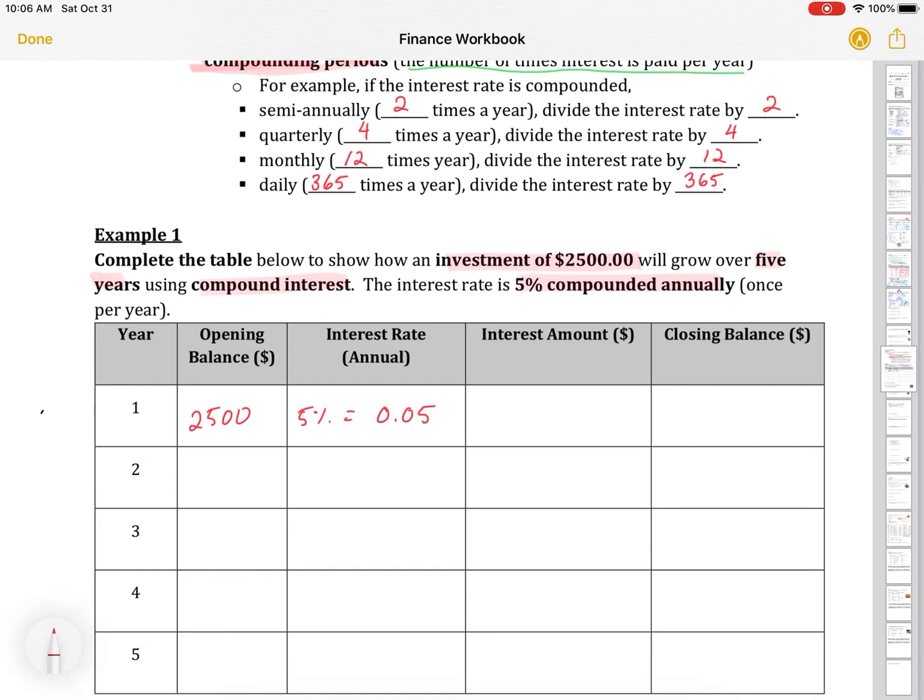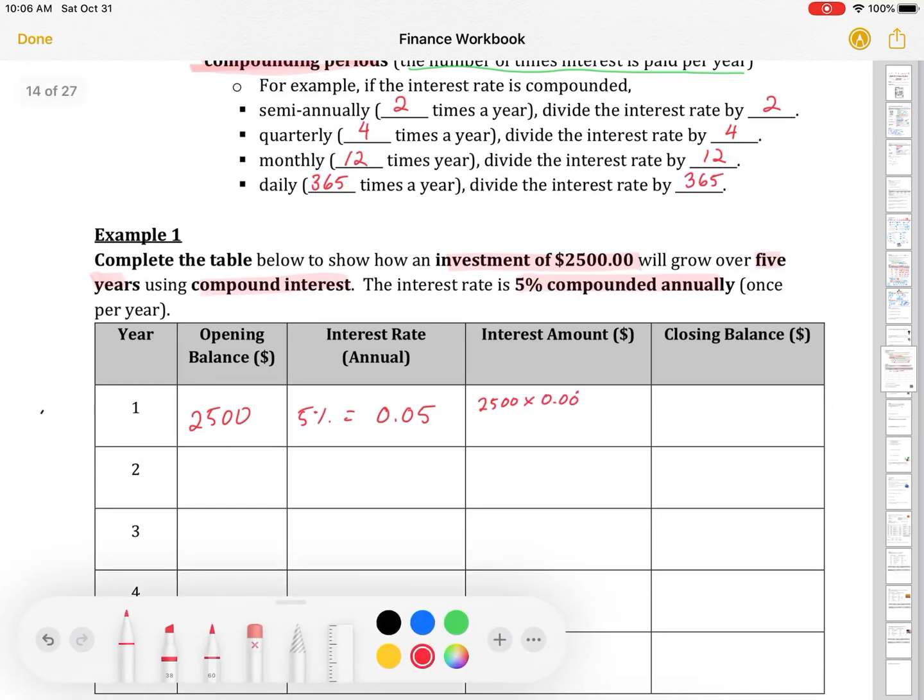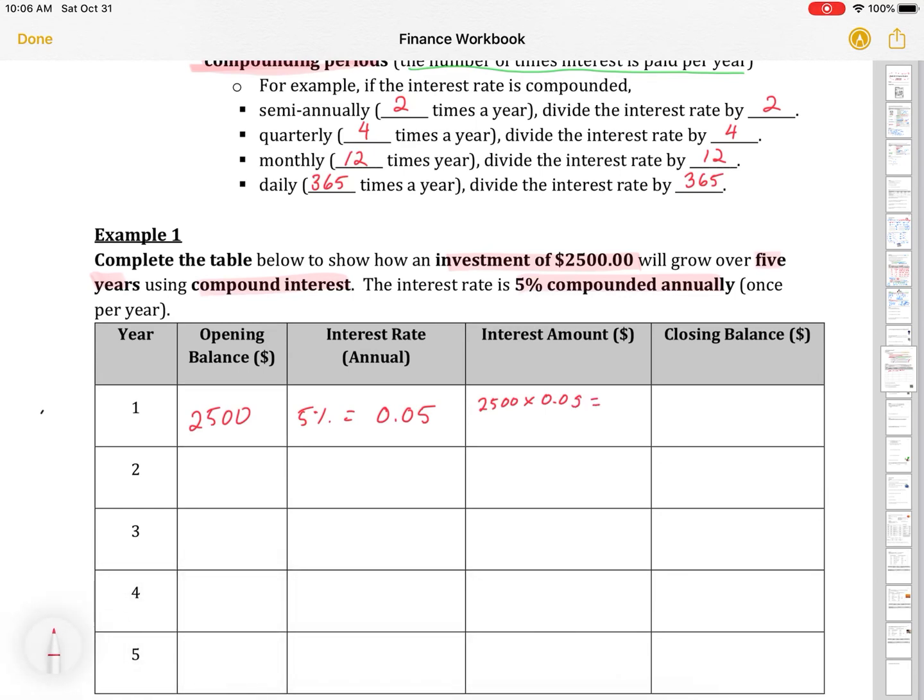The interest amount is still our principal times our interest, which is equal to $125. So our closing balance would be $2,500 plus $125, which is equal to $2,625. Okay, now this is a step where it's a little different. Now, year 2, we keep our closing balance from year 1 instead of going back to our initial principal. So now we have $2,625.